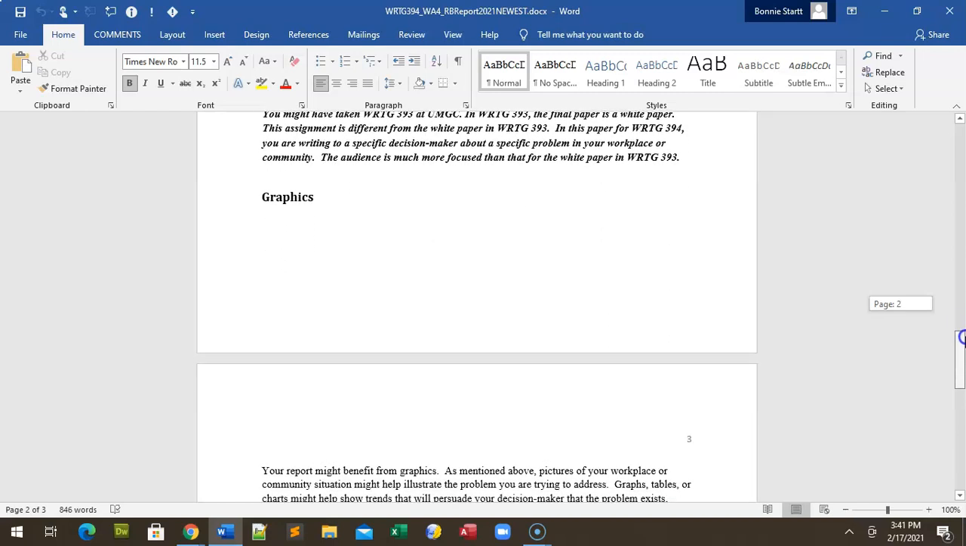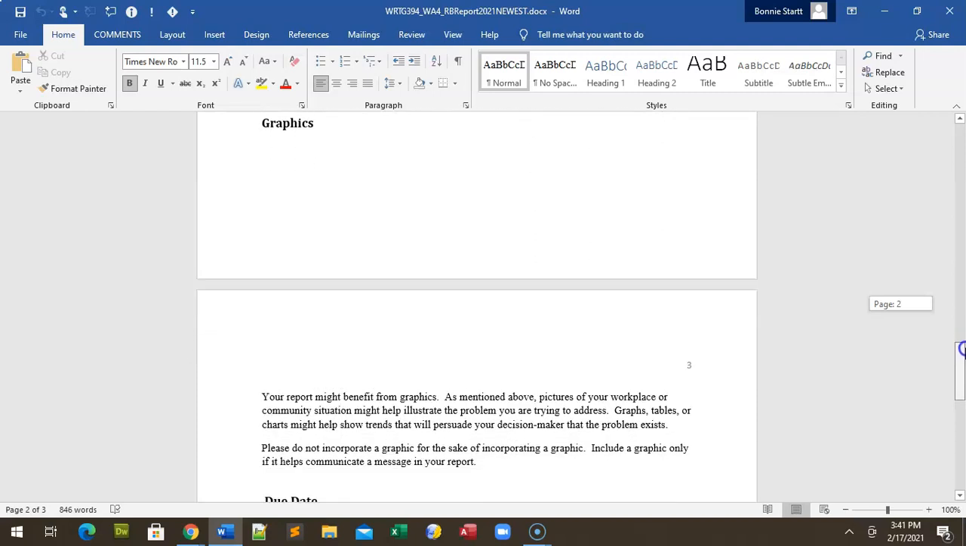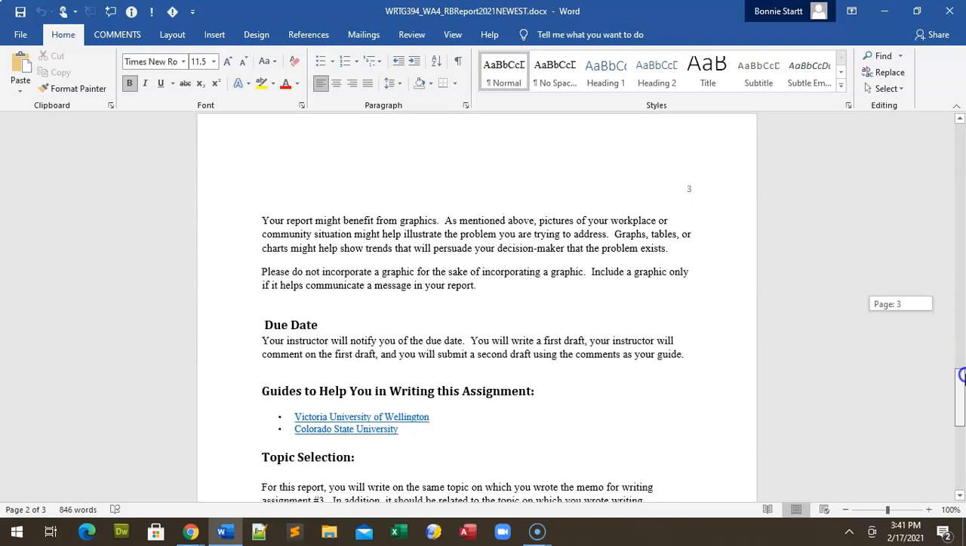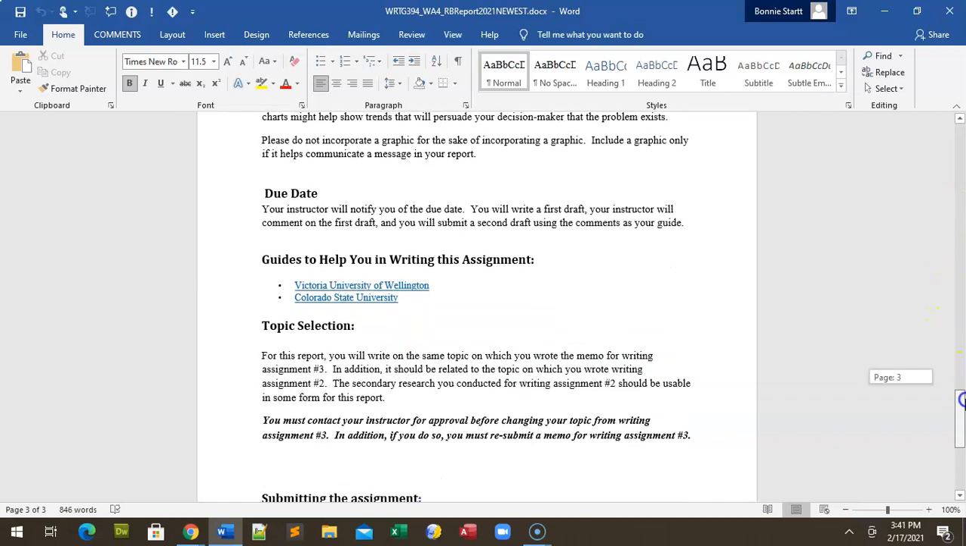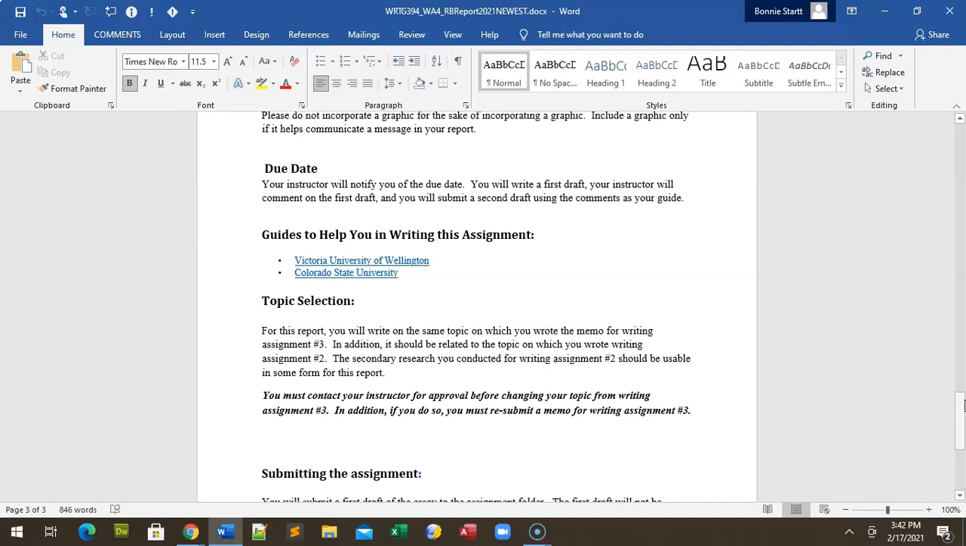Make sure that you've got graphics, pictures. If they're not your graphics and pictures, you have to give credit to the person that they came from. We've got the due date. It's in another week. After this, week 7 or week 8 is when they'll need to be turned in. Let's see. Here's some guides to help you.